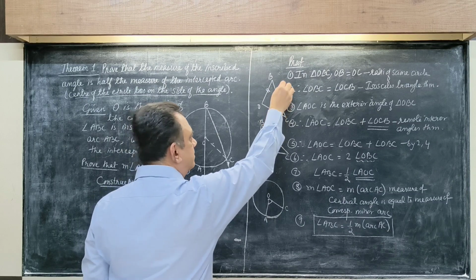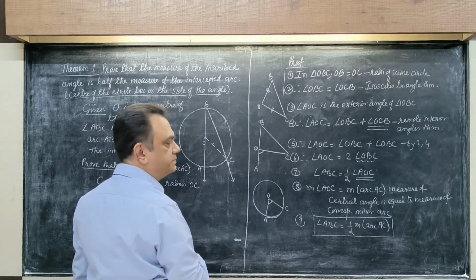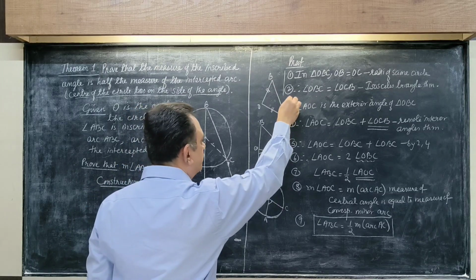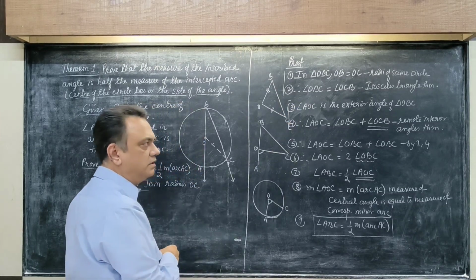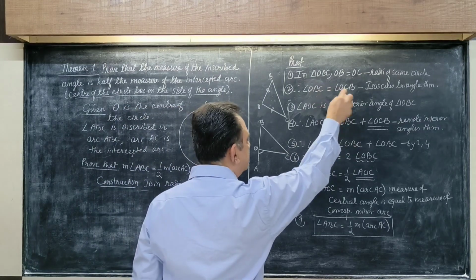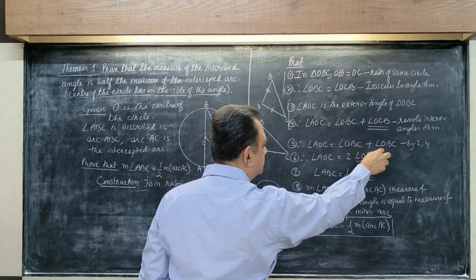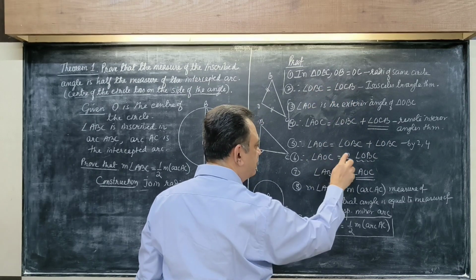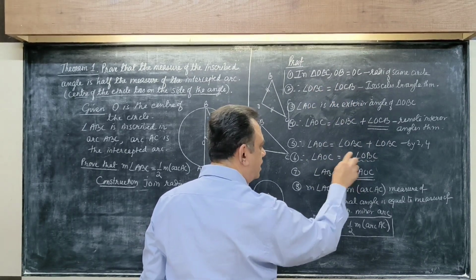Isosceles triangle theorem for the first two steps. Remote interior angles theorem for the next two steps. Then I substituted it for angle OCB, I substituted angle OBC. So angle AOC will become twice of angle OBC.